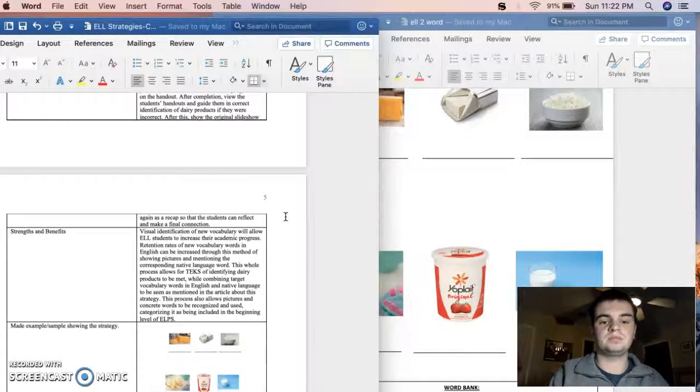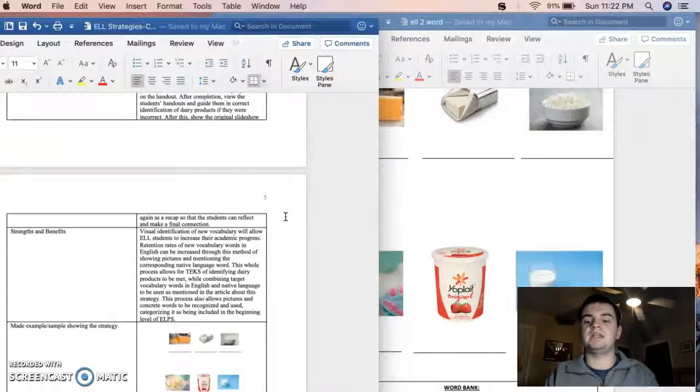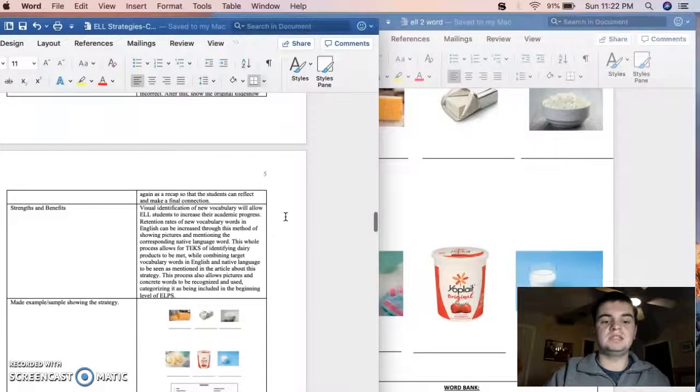The benefit of it is that they'd be able to see new vocabulary. Like I said, they've probably seen the object before, but not necessarily know the English word, so they could put the English word to the actual object and then connect it to their Spanish word or native language word, so they would know all about it. And then it says in the article that retention rates of new vocabulary words through the pictorial strategy increase by showing them the pictures and then just showing them the word, very basic, but once again covers the beginning level. And this allows for the TEKS towards agriculture and identifying dairy products to be covered. It's at a beginning level.